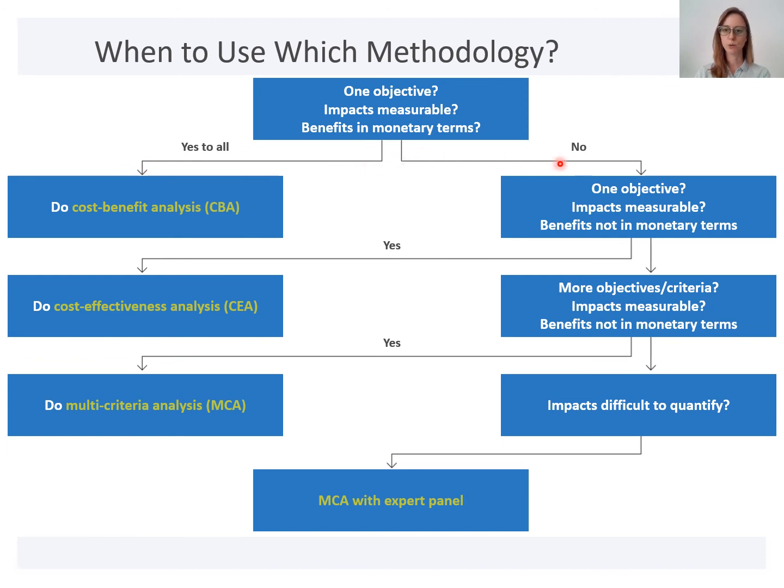If the answer is no, then you can ask yourself, do you have one objective? Are the impacts measurable, but the benefits are not in monetary terms? If the answer to these are yes, then you may wish to do a cost-effectiveness analysis. If the answer was no, you can ask yourself, are there multiple objectives or criteria? Are the impacts measurable? Or are the benefits not in monetary terms? If the answer is yes, you may wish to do a multi-criteria analysis. If the answer was no, and the impacts are really quite difficult to quantify, then you may wish to do a multi-criteria analysis, but also bring in an expert panel.